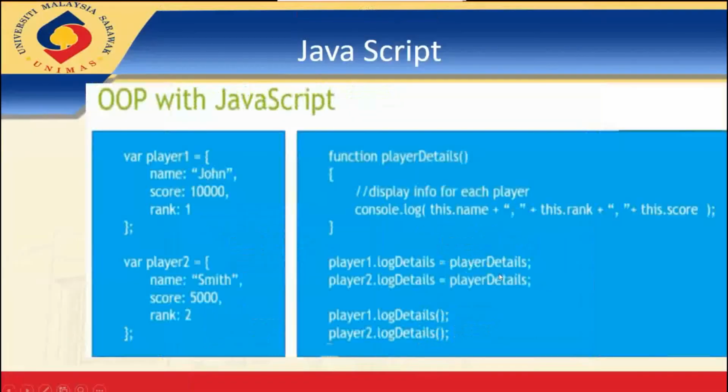So you see, for example, here, in the other slide, this is player one with all the properties, and player two with all the properties, defined like this. Then you define a general function, any function, for any purpose. And later on you say player one dot log detail. So the log detail is an extra property, and it will become the function of this player.